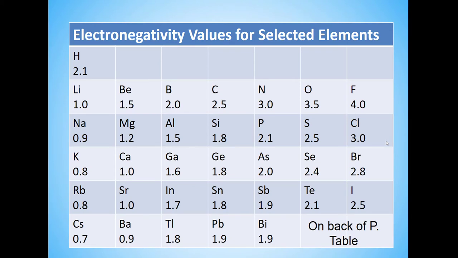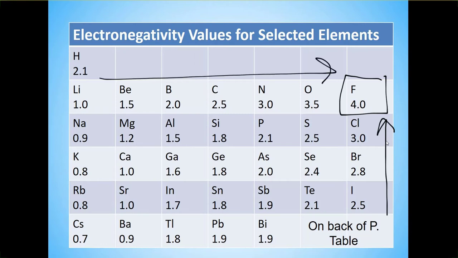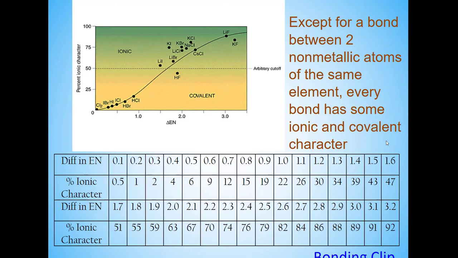So here is, again, on the back of your periodic table, it will list it individually. This is just a table that shows that, again, fluorine is a 4 in electronegativity, and you see how that electronegativity increases as you go up a family and as you go across from your metals to your nonmetals. So except for a bond between two nonmetallic atoms of the same element, every bond has some ionic and some covalent character. So for example, if we were to look up a 1.7 difference, we would find that it would have a 51% ionic character.